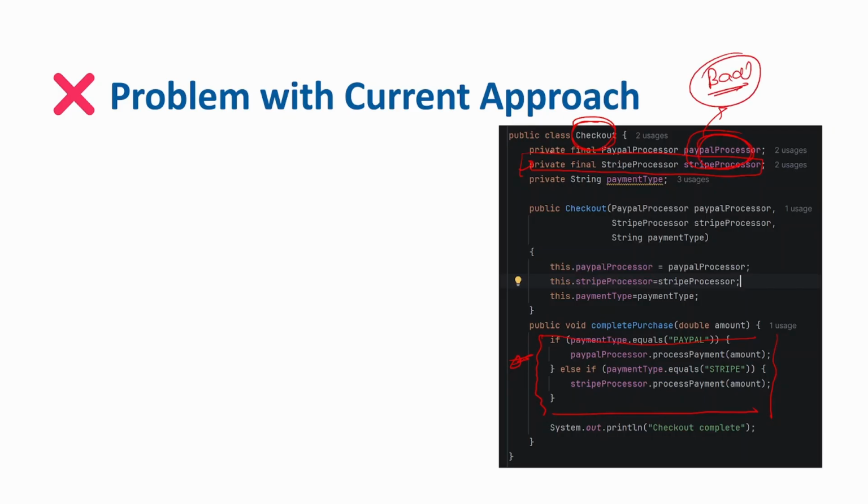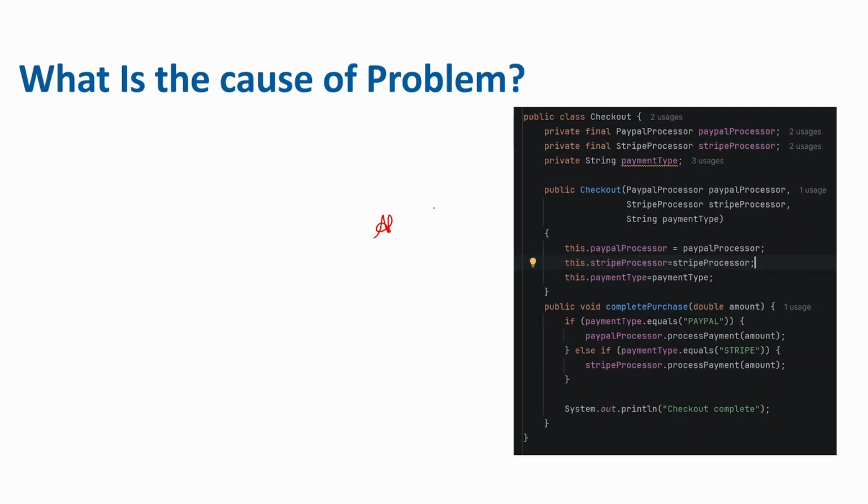Every time we add a new dependency or new payment provider, we need to change our checkout class code. But we want a different approach. If we want to add a new payment method, we should only add that new payment class and not need to change the checkout class. This can be achieved with the help of abstraction. So let's see what the cause of the problem is. Why does this problem arise, that every time we want to change it?